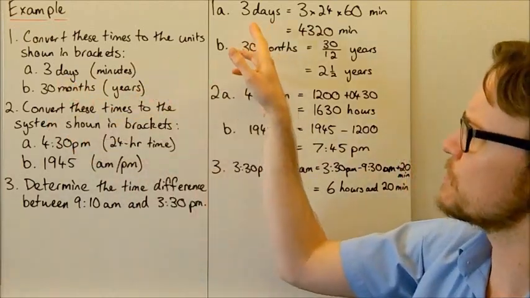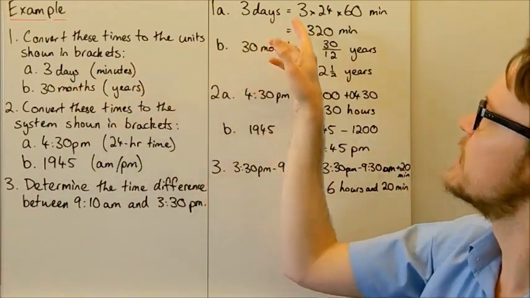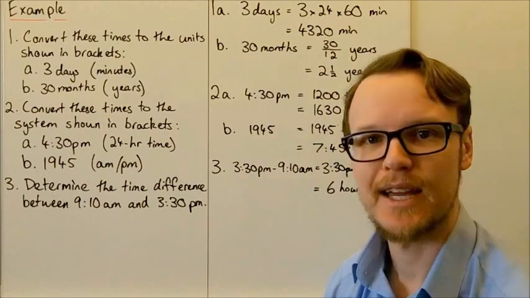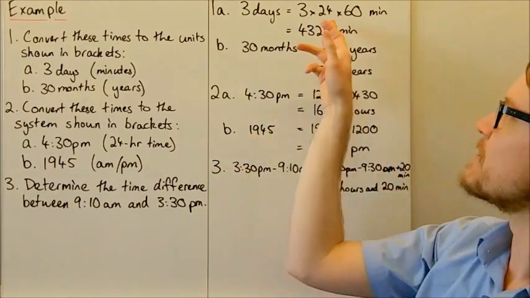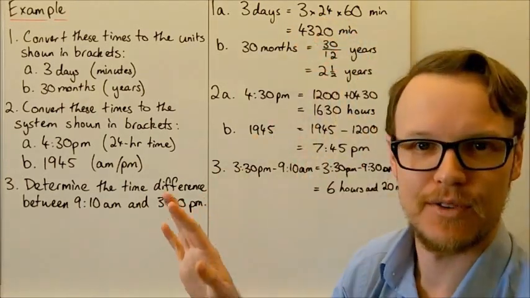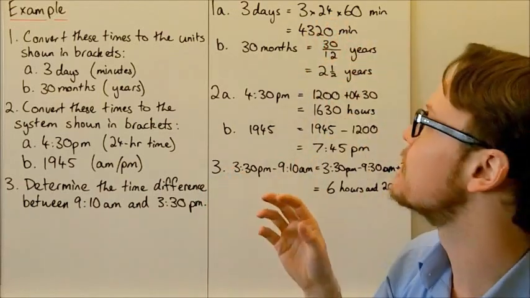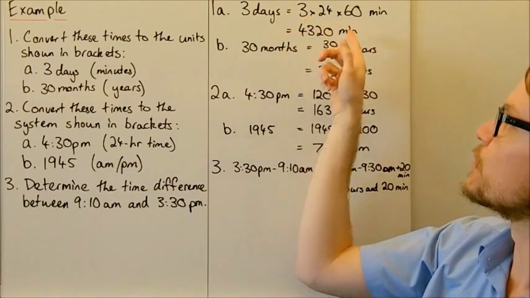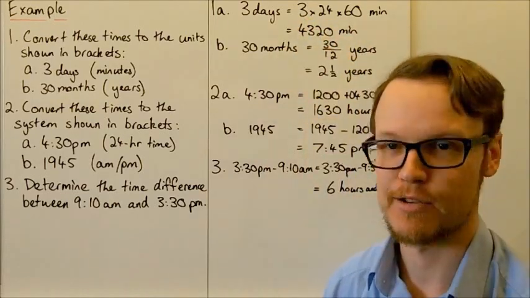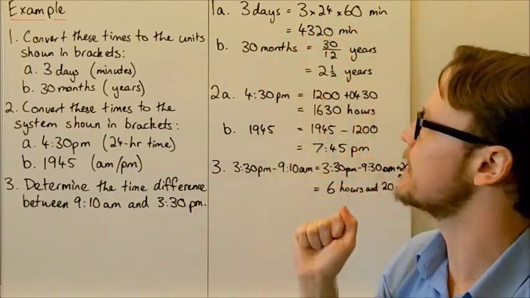So for our first one, to convert 3 days to minutes, we multiply by 24 to get those days in hours, and then we multiply by 60 to convert those hours to minutes. So we're multiplying by 24 and then multiplying by 60 to get it in minutes. And so 3 times 24 times 60 is 4,320 minutes in 3 days.